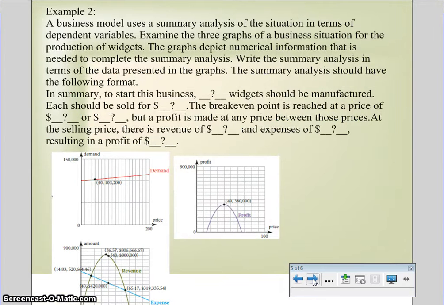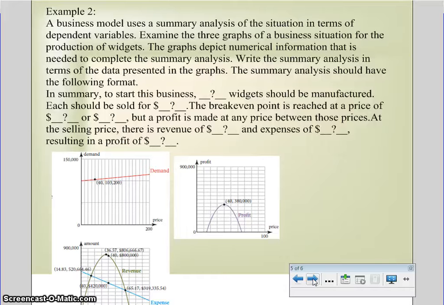All right, example 2. It says a business model uses a summary analysis of the situation in terms of dependent variables. Each of these 3 graphs on a business situation for the production of widgets. The graphs depict numerical information that is needed to complete the summary analysis. Write a summary analysis in terms of data presented in the graphs. The summary analysis should always have the following format.